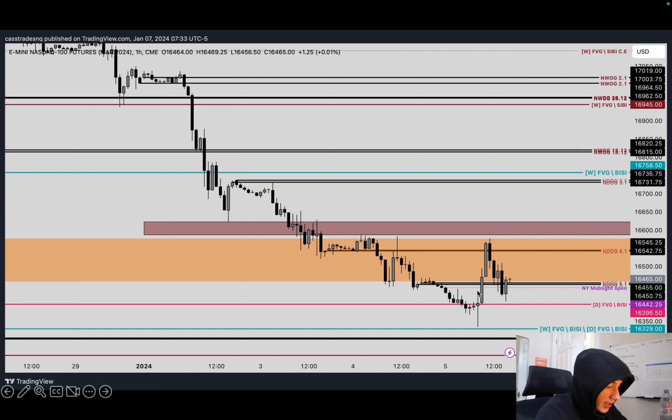So I'm expecting this to act as inversion and to come down to the consequent encroachment of this wick, and then the weekly fair value gap / BISI.